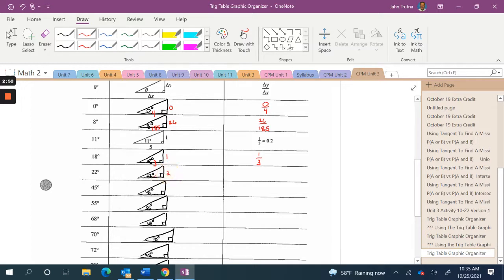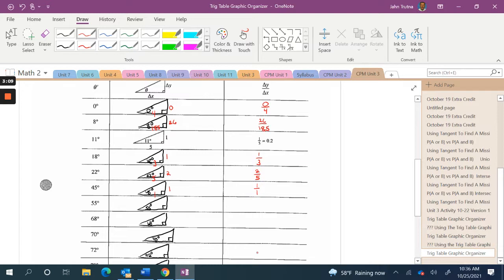Okay? When you have a right triangle and the slope angle is 22 degrees, that makes your delta y 2, your delta x 5, which means that your slope is going to be 2/5. When you have a right triangle where your slope angle is 45 degrees, that means both of your delta x and delta y's will be 1. So it would make the slope 1 over 1.